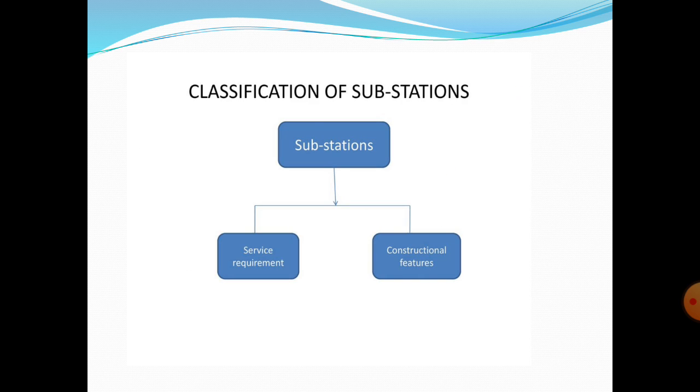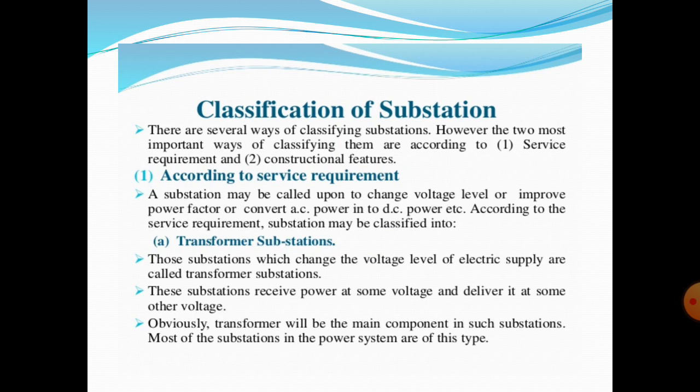And next one is classification of substations. Each substation is classified into two types: first one is service requirement and next one is constructional features. Service requirement means customer satisfaction, that means voltage level. Some of the industries have 11 kV voltage, some of the industries need 440 volt or 3.3 kV.